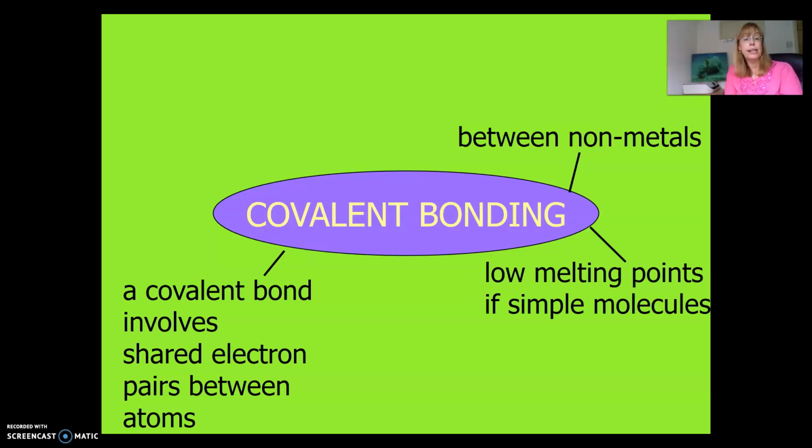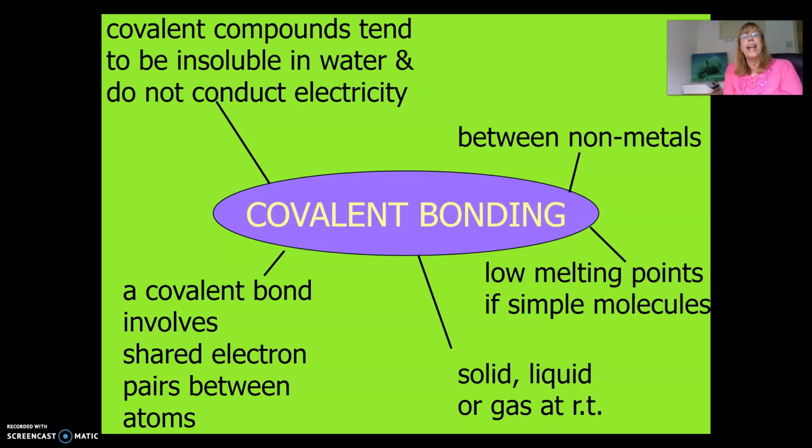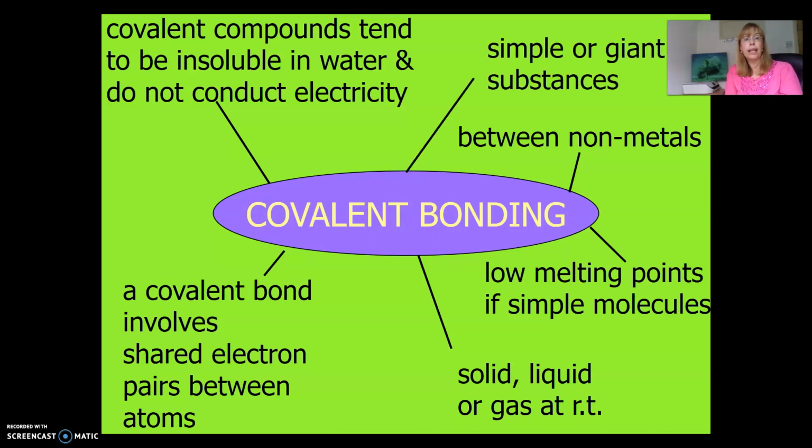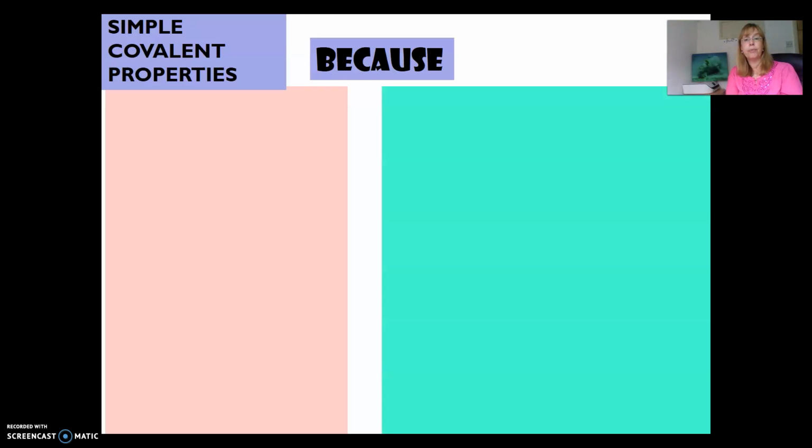It involves sharing of electrons between atoms. They have low melting points if they're simple molecules like oxygen. That's why oxygen is a gas at room temperature. But some covalent substances can be liquids or gases. They tend to be insoluble in water, and they absolutely do not conduct electricity, unless we talk about the giant covalent substance graphite, which is the exception to the rule. So they can form simple or giant substances. So oxygen and methane and carbon dioxide are simple structures. We'll look at the giant structures in a moment.